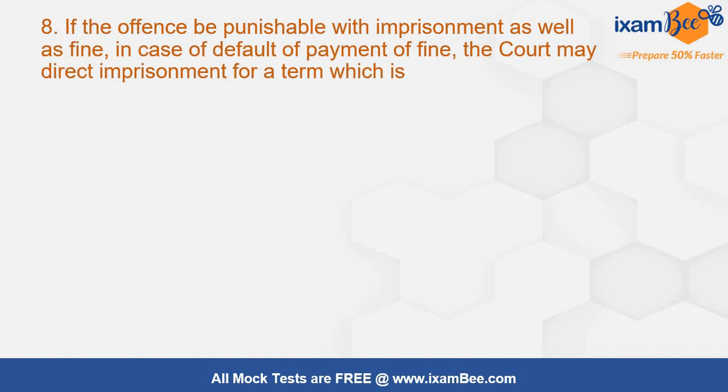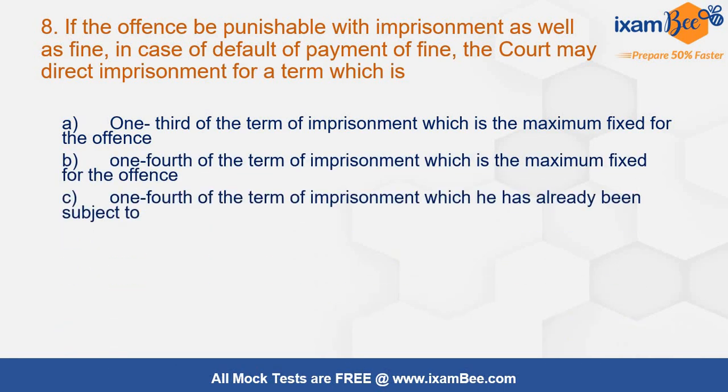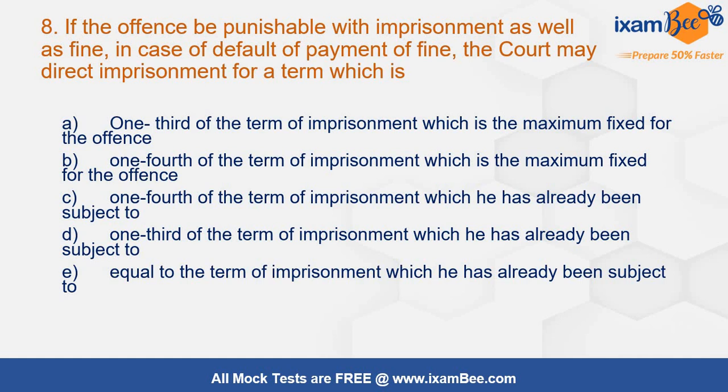If the offence be punishable with imprisonment as well as fine and the offender is in default of payment of fine, then the court may direct imprisonment for a term: 1/3 of term of imprisonment of fine of maximum offence punishment, 1/4 of the term of imprisonment maximum fixed for the offence, 1/4 term of imprisonment already been subjected to, 1/3 of imprisonment which has already been subjected to, equal to the term of imprisonment which he has been subjected to. The correct answer is B.